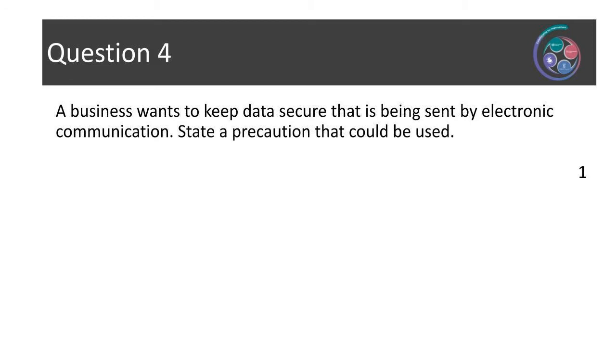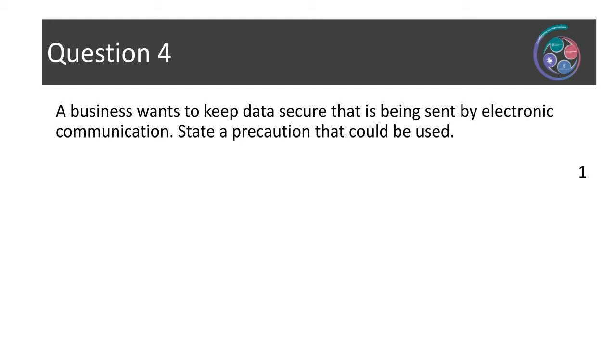Here we have question 4. A business wants to keep data secure that is being sent by electronic communication. State a precaution that could be used. Within the computer systems unit, you'll have looked at some methods of security. This is looking for a security precaution that you could use when electronic communication is being sent. Because it's electronic communication, we know that it is going to be transmitted across some kind of network.